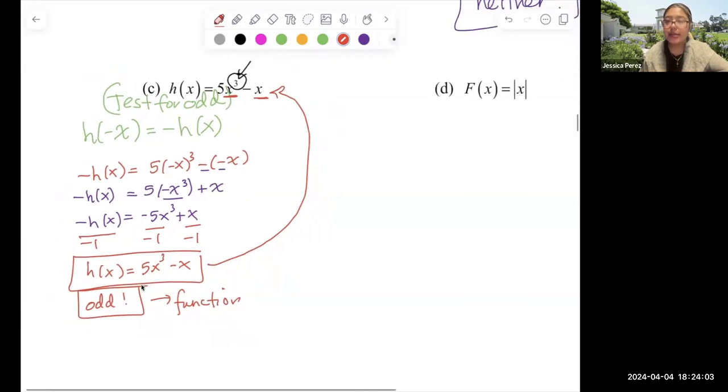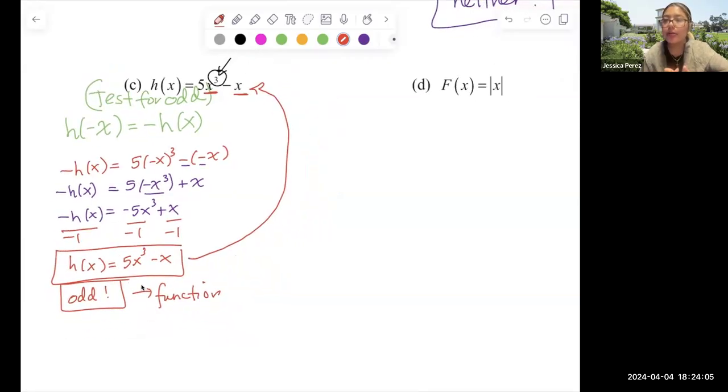Now letter D is different because I don't have any polynomial. It's just the absolute value of x. So how do I know whether this is odd or even? Well, I have to test. So let's start by testing whether this is even. Any questions, by the way, on part C?